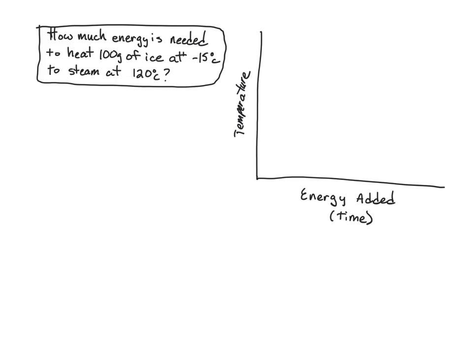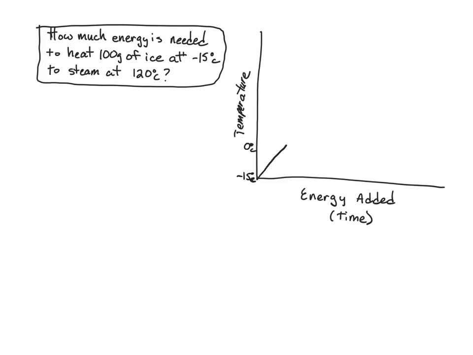So the first thing is I'm going to use this time and temperature graph to graph the changes that are occurring. My ice is initially starting off at negative 15 degrees Celsius. When I add heat to that, the temperature is going to go up until I reach the melting point of water, which is 0 degrees Celsius.